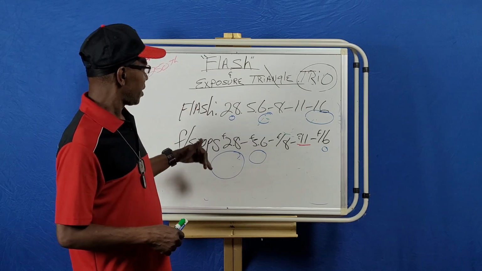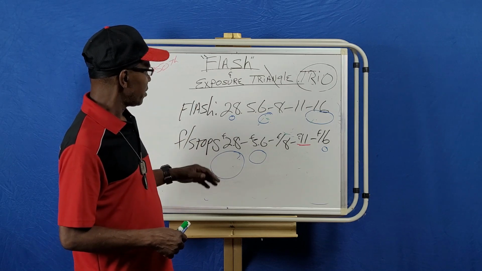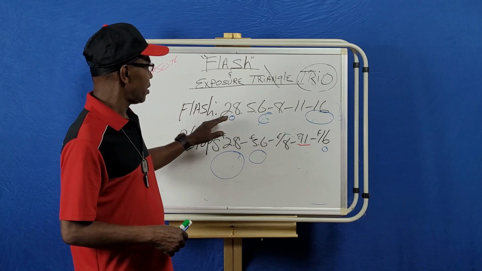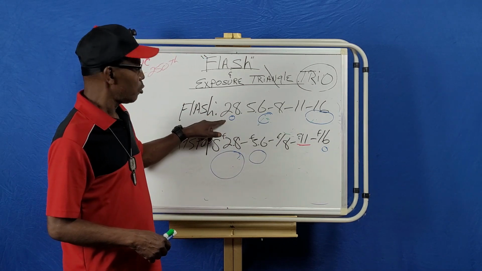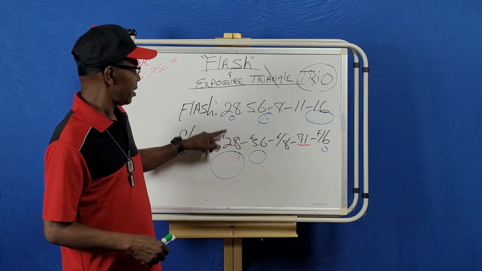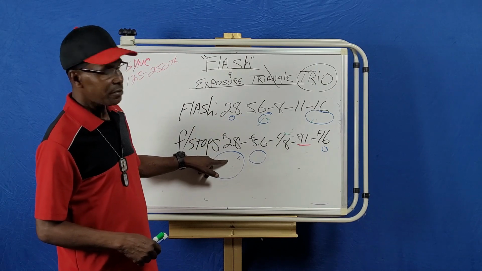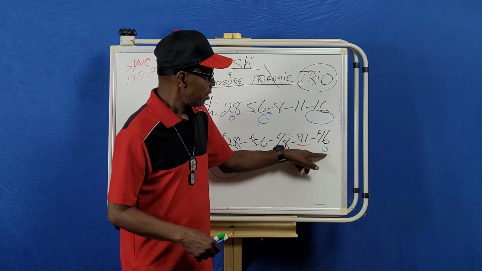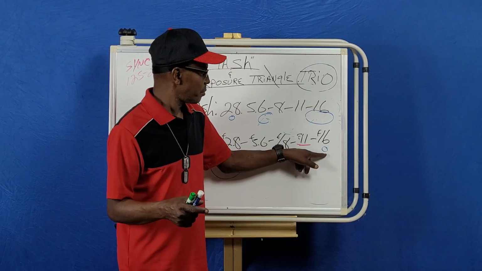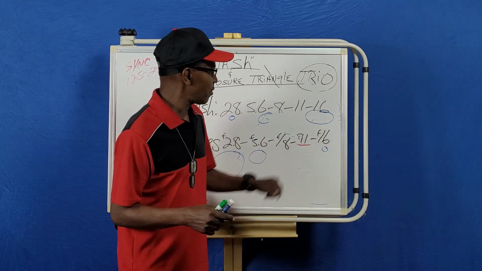So I just wanted to recap and go over it. Flash is not that hard if you look at it like this. Now that you know that 2.8 is going to give you the least amount of light because you have a lot of light on your f-stop here, 16 is going to give you more light because F16 on your f-stop is a small amount of light, so you need more light on the flash.